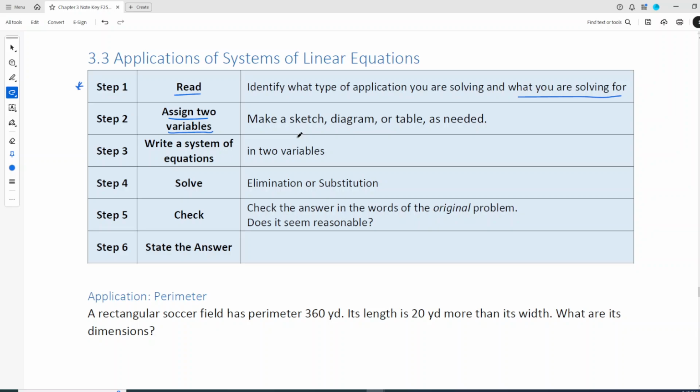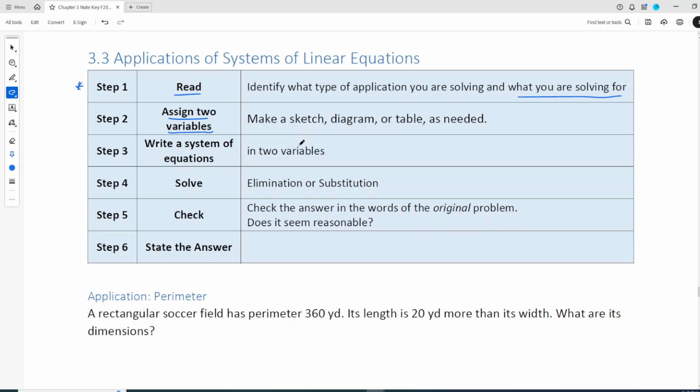It may help you to make a sketch or a diagram or a table to help you assign these variables, but that's only as needed. Then you're going to write your system of equations in two variables and you're going to solve it either by elimination or substitution, and then you're going to make sure that the answer you get is reasonable, and then word questions, word answers, or a very clear answer.